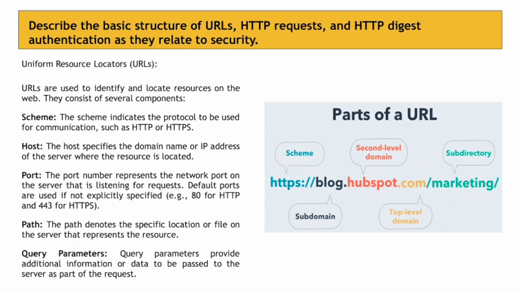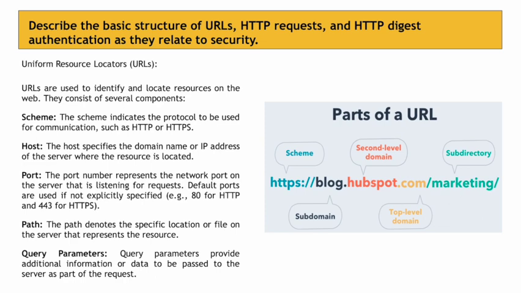First is scheme. The scheme indicates the protocol to be used for communication, such as HTTP, HTTPS. Host. The host specifies the domain name or IP address of the server where the resource is located. Third is port. The port number represents the network port on the server that is listening for requests. Default ports are used if not explicitly specified. Example: 80 for HTTP and 443 for HTTPS.